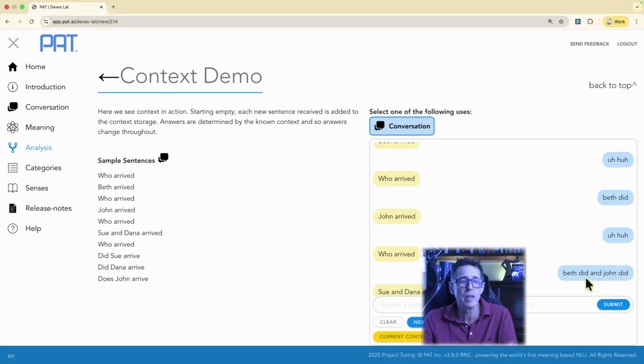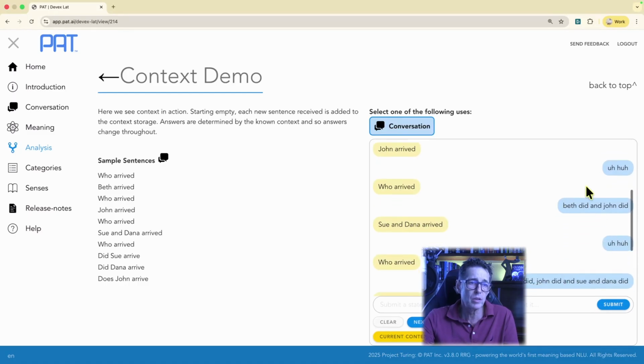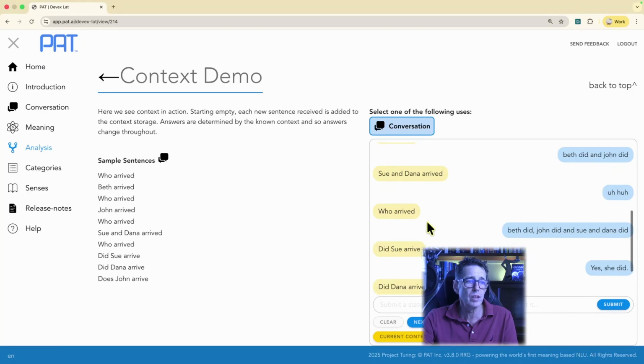Now, probably that should say Beth and John did, but we're experimenting with responses, and this is more precise, even though a bit annoying, because we don't like to have verbosity in language. Sue and Dana arrived, and then when you say who arrived at the end, Beth did, John did, and Sue and Dana did. So that's simply answering the questions.